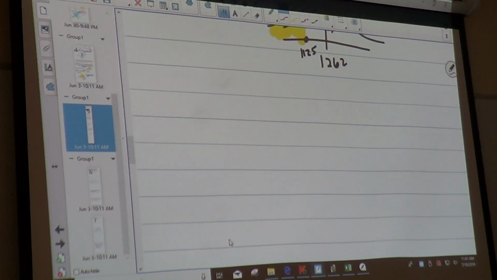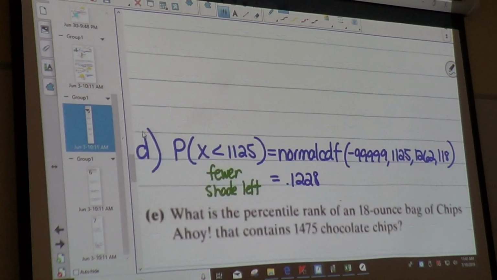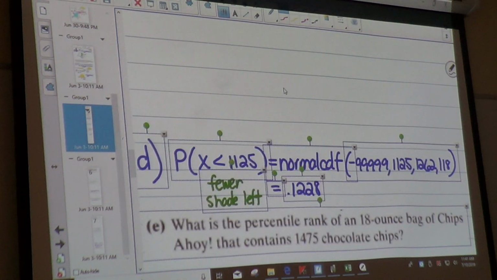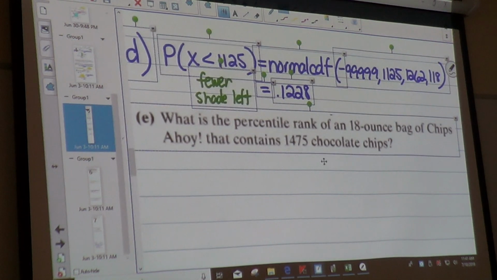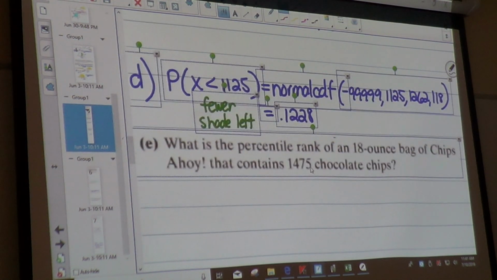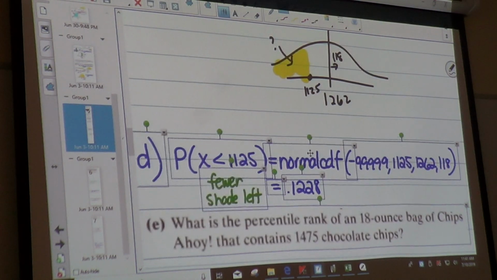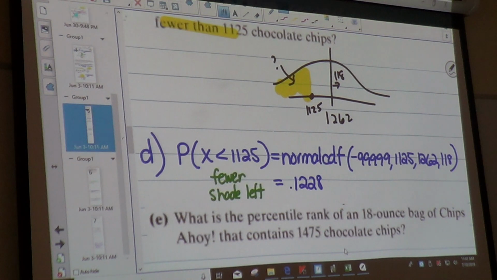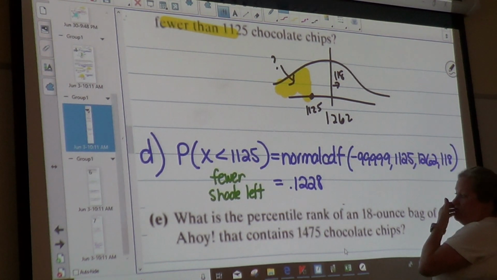I'm going to move this up so I can have them together so you can see them. So that is saying that 12.28% is shaded below 1125.